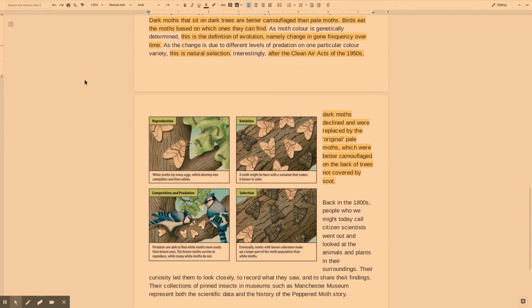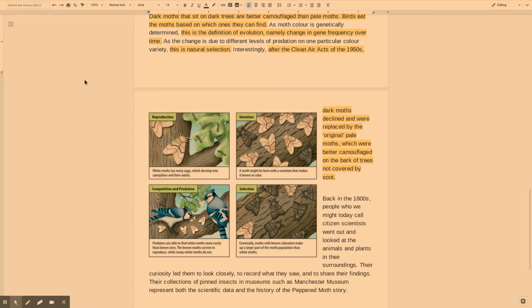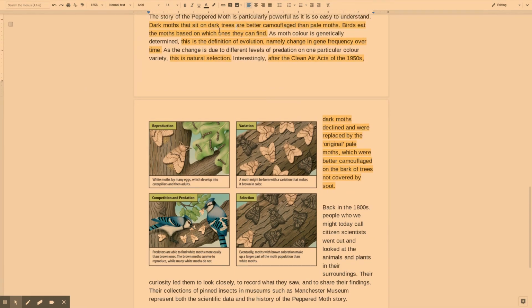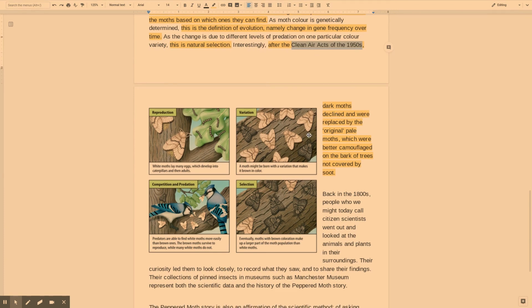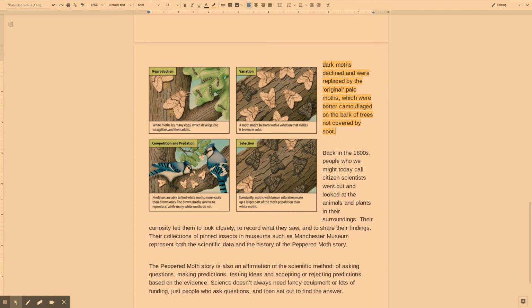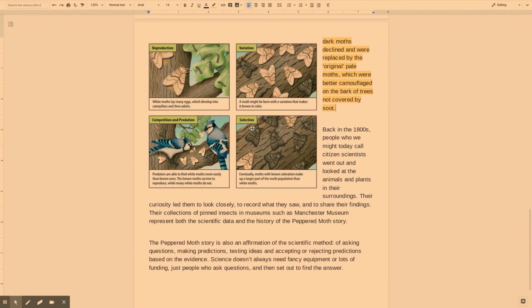Interestingly, after the Clean Air Act of the 1950s, dark moths declined and were replaced again by the original pale moths, which were better camouflaged on the bark of the trees not covered by soot. So quickly, the Clean Air Act of the 1950s said, hey, y'all factories that are burning all that coal and making all that soot that's covering the trees and smoke residue, stop doing that. So the trees stopped being covered in soot. The tree color lightened back up again. And so the light colored moths blended in better.